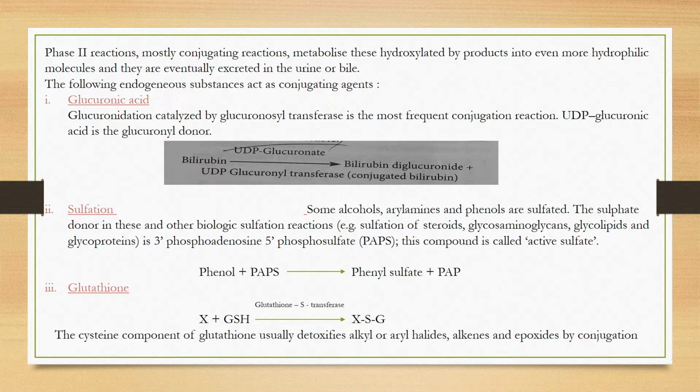So non-polar bilirubin is converted to polar bilirubin diglucuronide, which is more water soluble and is excreted in the bile. Aniline, meprobamate, a tranquilizer, morphine, the analgesic, several steroids, and acetylaminofluorene, a carcinogen, are all excreted as their glucuronide derivatives.